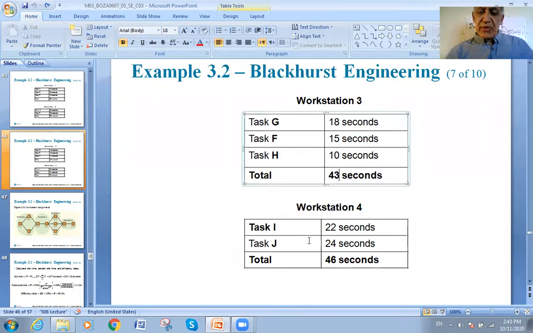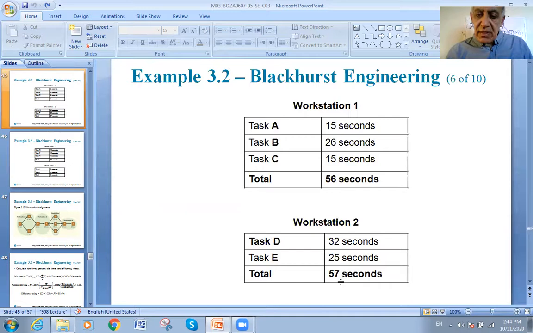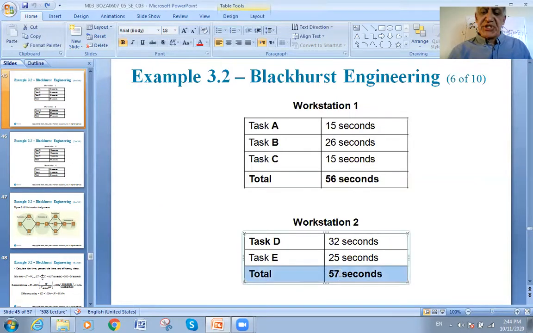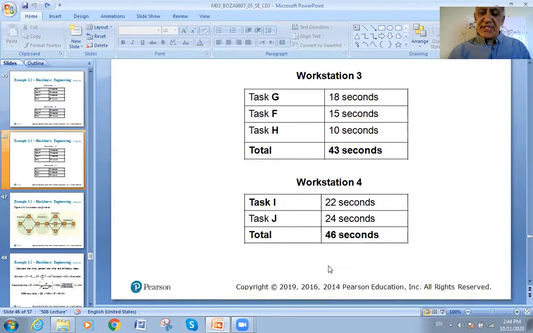Then stage 4, 22 seconds plus 24 seconds. This is the last one, I and J. Those are 46 seconds. Now we'll look for the longest one of them. We have 46, 43, 57, 56. It's 57, because the largest number for the stations is 57.